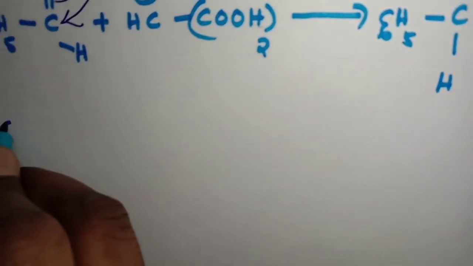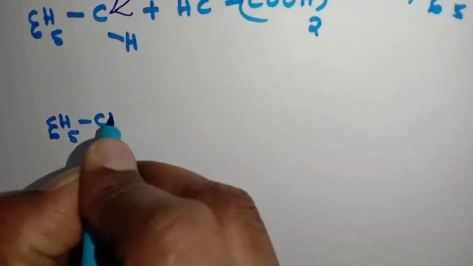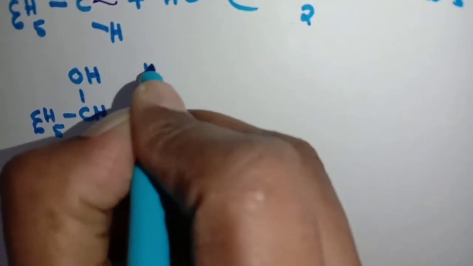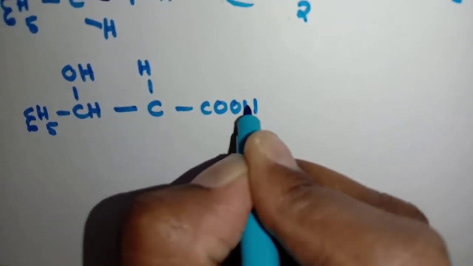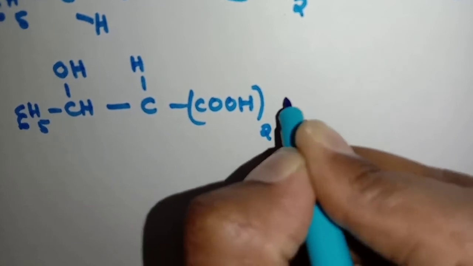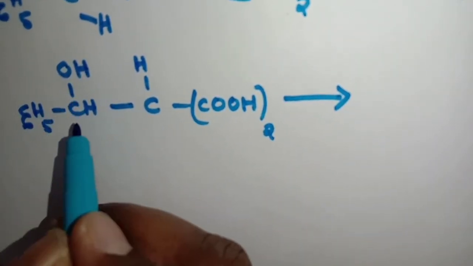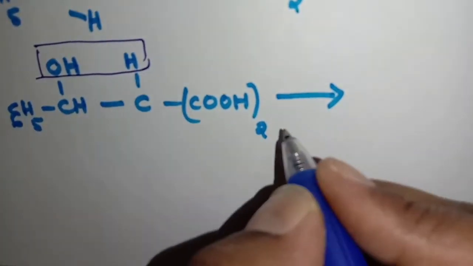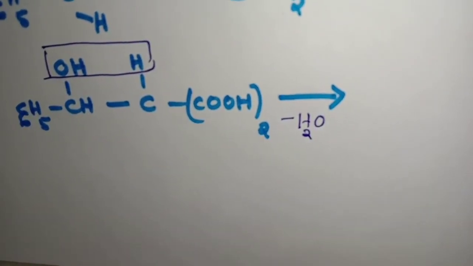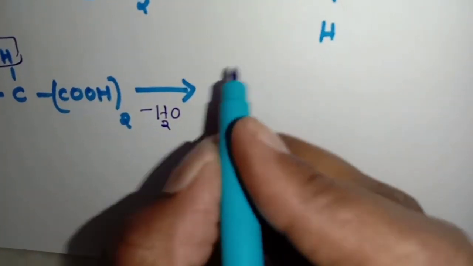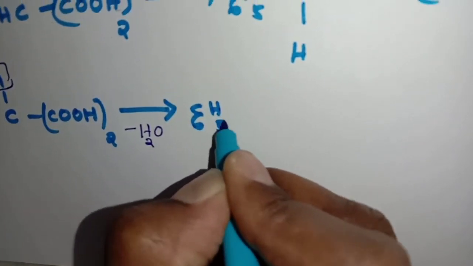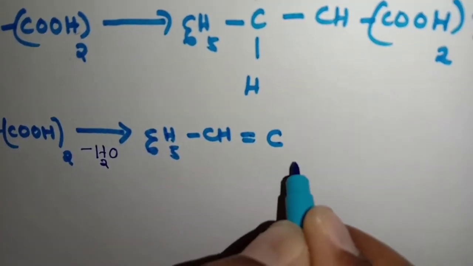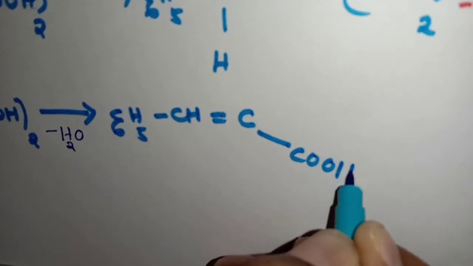Next, C6H5 CHOH. Okay, here is CH. I am writing hydrogen separately. COOH twice. So when I write hydrogen separately and when there is OH on the next carbon, you all will know that HOH comes out as minus H2O. So what happens when H2O is removed? We get C6H5 CH double bond C, one COOH I am writing here.